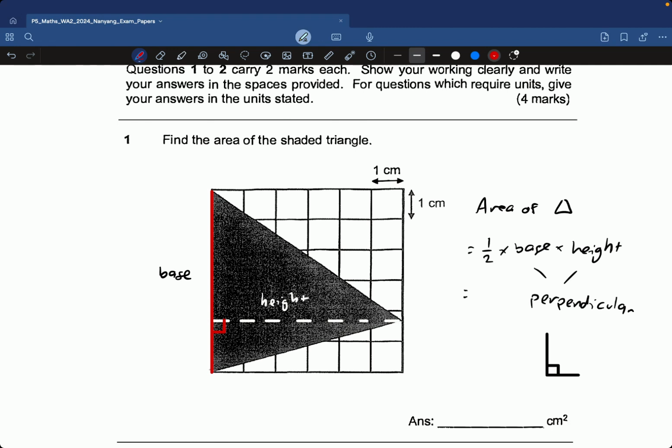So now you know where the base and height are. That's the first most important thing. The second thing is the base and height measurement. We know that one side of a square is 1 centimeter, so we can calculate. The base is 1, 2, 3, 4, 5, 6, so the base is 6 centimeters. And the height is 1, 2, 3, 4, 5, 6, so the height is also 6 centimeters.